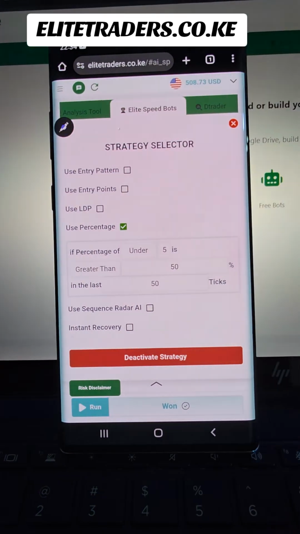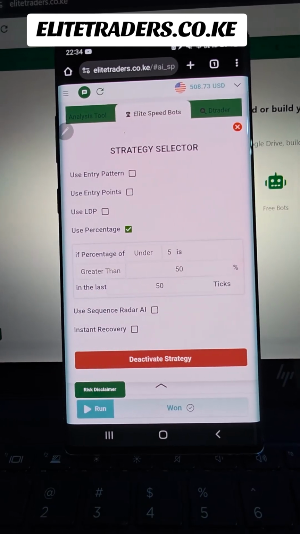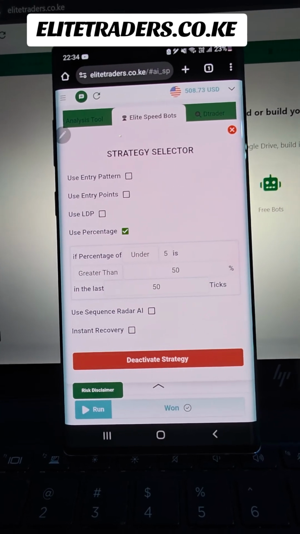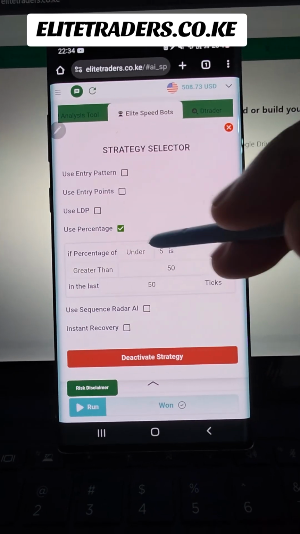Yeah, because a market that is at 50% is a market that is on momentum. So it has a high possibility of rising, from 50 to 55, 56, and that's the best time you can actually execute our contracts. So the under 5 market should be greater than 50.